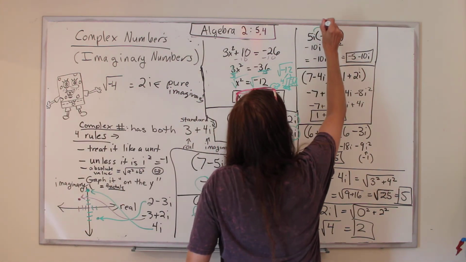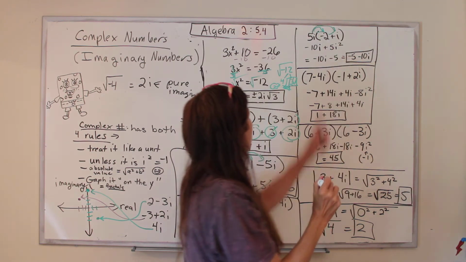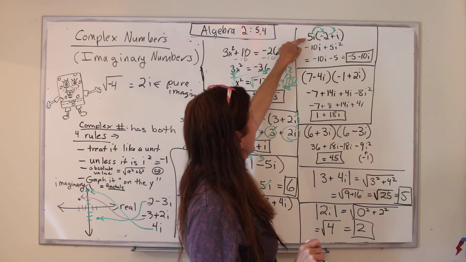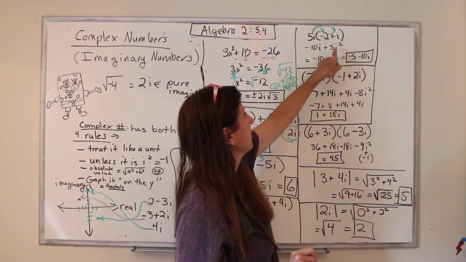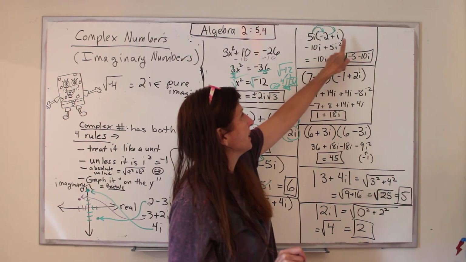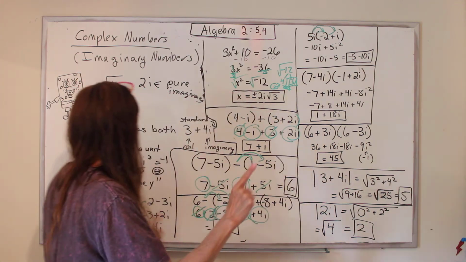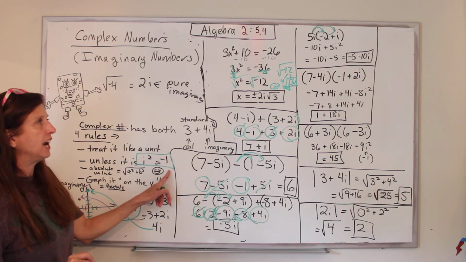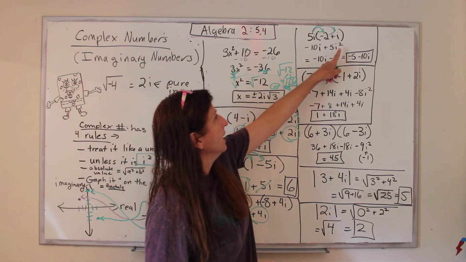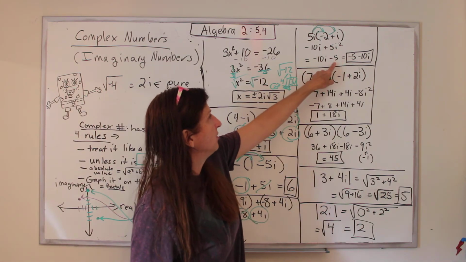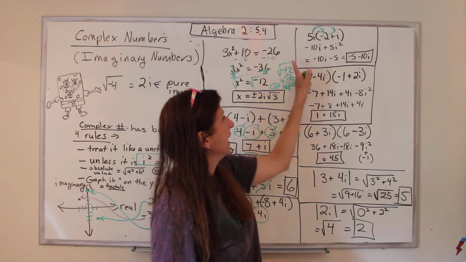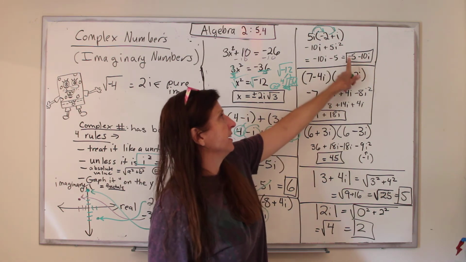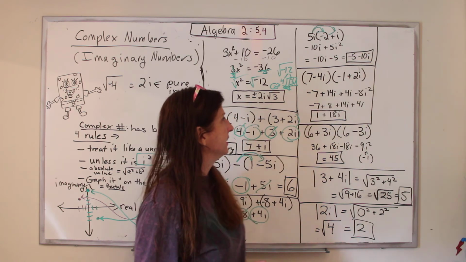Alright, let's do this one. We need to distribute the 5. So imaginary 5 times -2 is imaginary 10. Imaginary 5 times imaginary is 5 imaginary squared. But wait, we have a rule. Whenever you get imaginary squared, you change it for a -1. So -1 times +5 is -5. So the answer is, remember reals before imaginary, -5 minus imaginary 10.